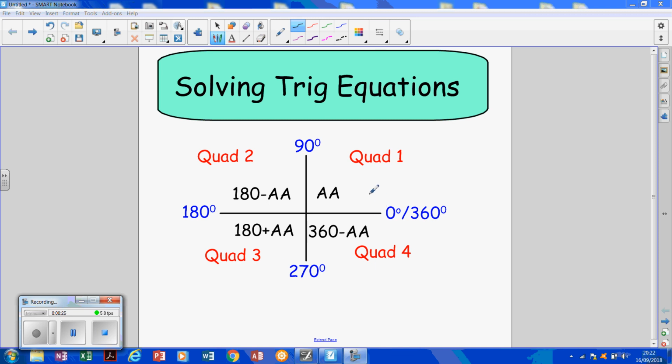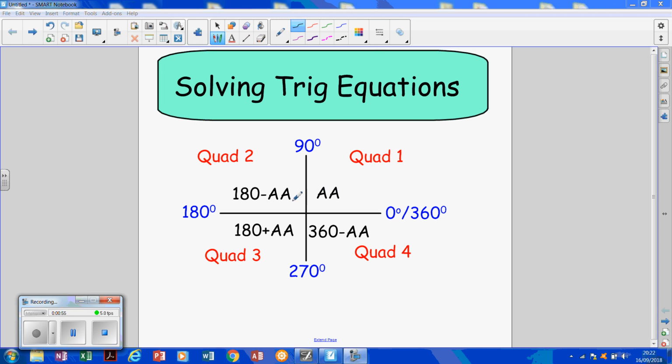All the angles that lie in quadrant 1 lie between 0 and 90. They're acute angles. Angles in the second quadrant lie between 90 and 180. Angles in quadrant 3 lie between 180 and 270. And in quadrant 4, the angles lie between 270 and 360. In those quadrants, if you use your calculator, the answer you get on your calculator will be this acute angle.